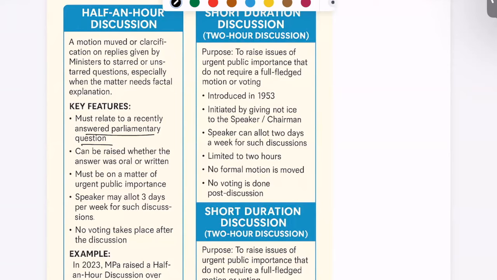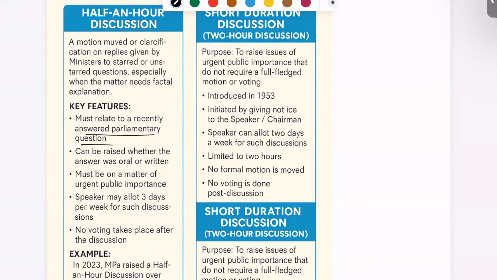Just as we ask questions, what are the ways of asking questions? Written and oral. Starred is oral, unstarred is written. So the same way I can ask, but it has to be first. The minister has to speak something, then only I can bring a half-hour discussion. So if he has said something, then I will speak.